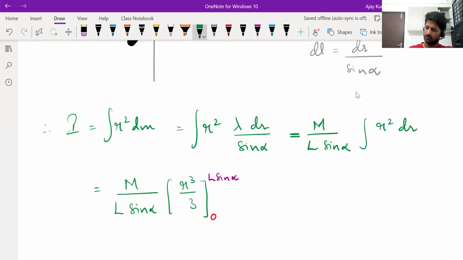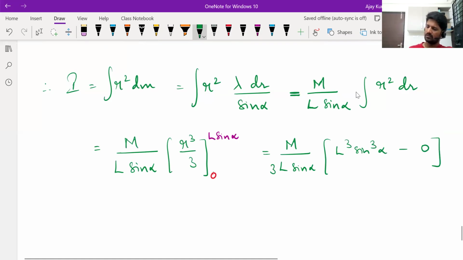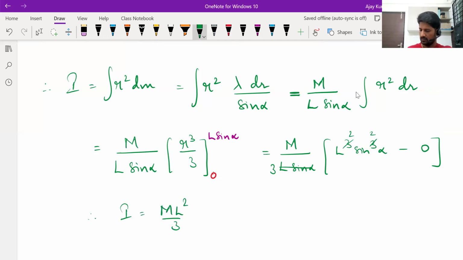Now you substitute the limits. Outside the bracket, you have m by L sin alpha. The 3 is also there, you can put it outside. Inside the bracket, you have r cube, that is L cube sine cube alpha, and lower limit 0. One L sine alpha and one L sine alpha will cancel. You will be left with m L square by 3 into sine square alpha.